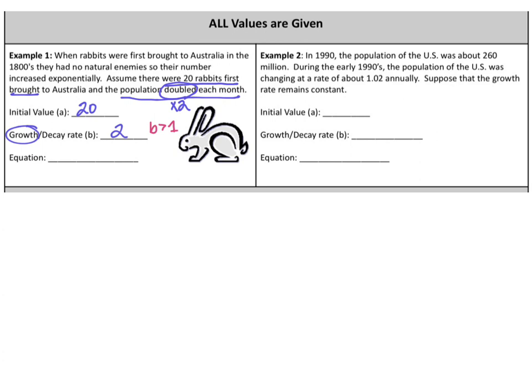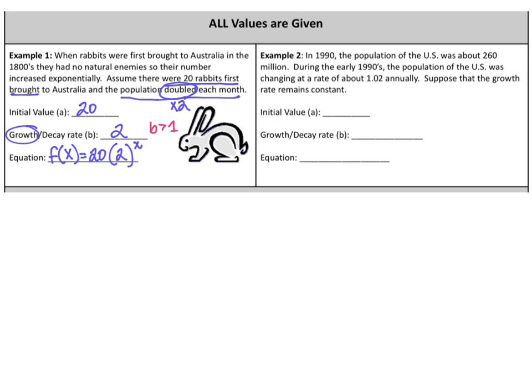So my last step, after I've identified the initial value and the growth or decay rate, I just plug it into the equation. So y, or f of x, I'm going to do f of x here. F of x equals my a value times my b value to the power of x. And there you go. Let's look at example number 2.